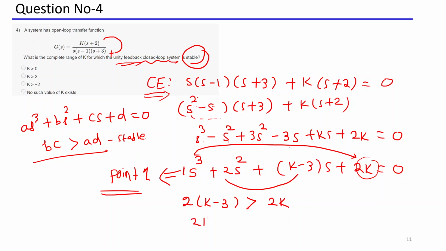Then solve it. 2k minus 6 should be greater than or equal to 2k. So 2k and 2k get cancelled, so you cannot find the value of k, so no such k exists. The answer should be D, because you cannot find any value of k, because on both sides the k and k get cancelled. You understand? This is just mathematics. You have to solve an inequality question.